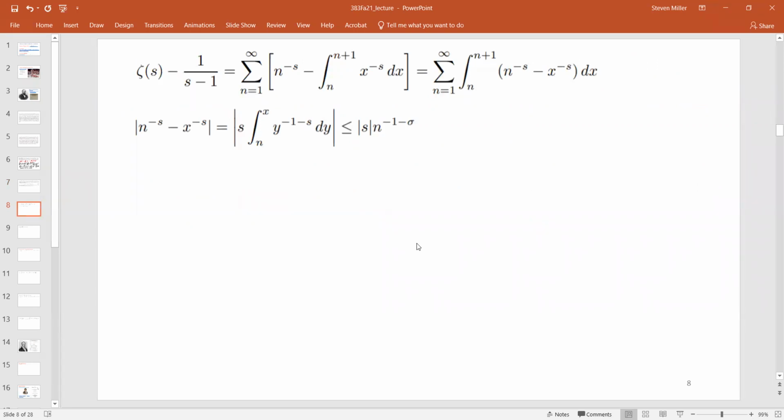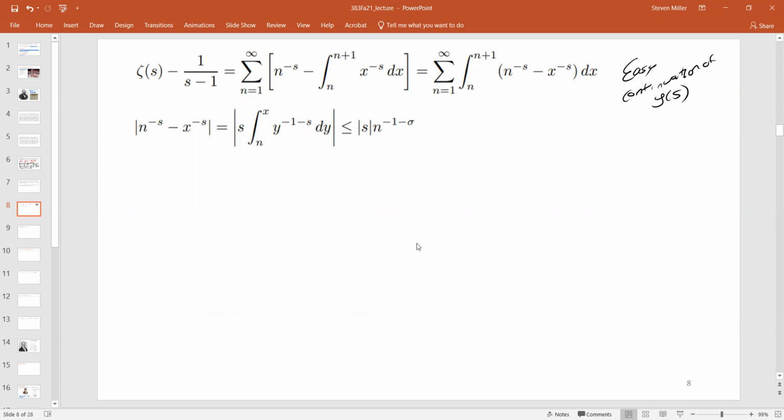So here is a simple continuation. So this is an easy continuation of zeta of s. So remember, initially the zeta function is only defined when the real part of s is greater than 1.